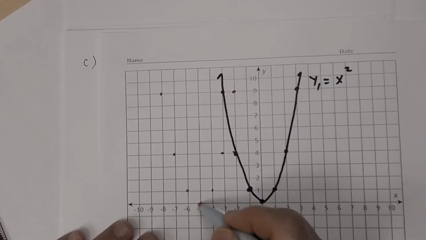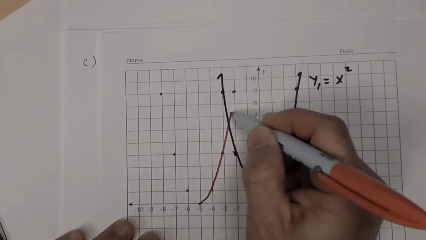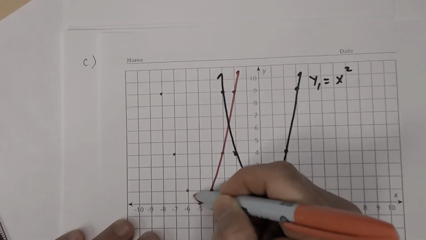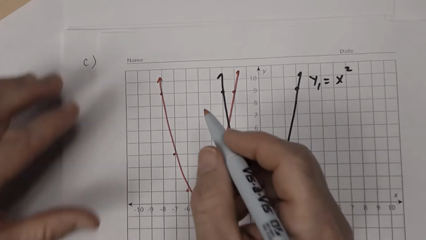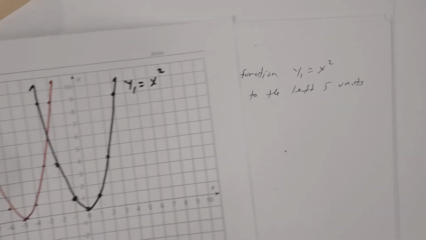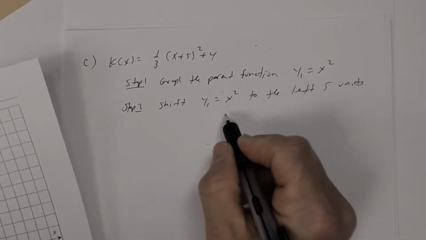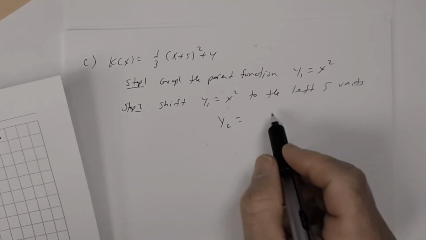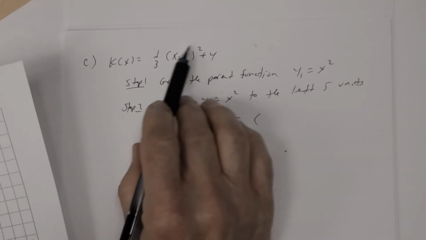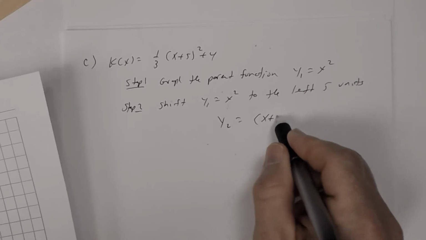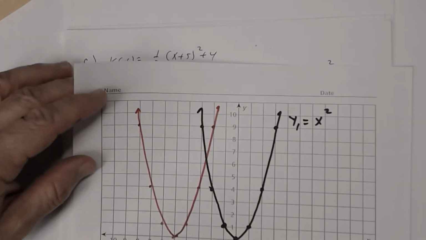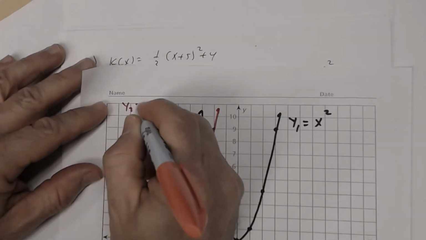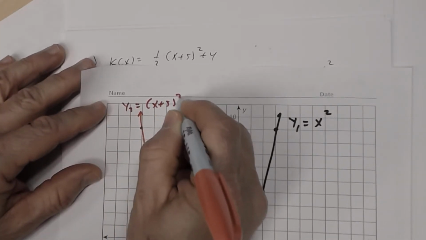And then I draw my parabola, and I get something that looks like this. Okay. Now, once you draw it, you gotta tell me the equation. So if we write it out, that's going to be y2 is, remember, this is the part I'm doing right here. So you're going to say y2 is (x + 5)². That's what this is. Okay. So right here, you're going to say y2 equals (x + 5)².